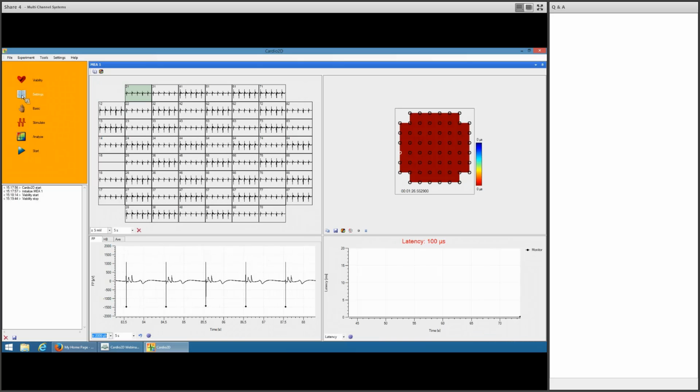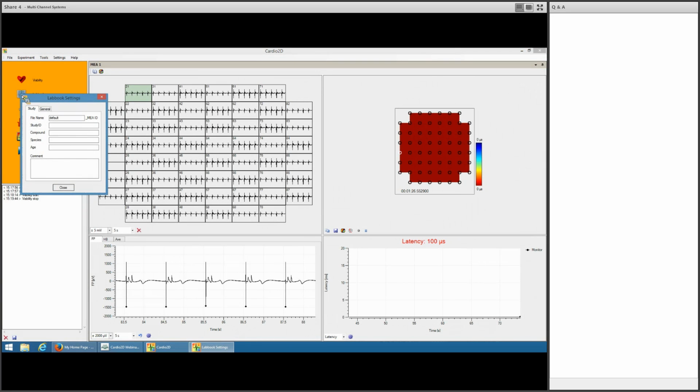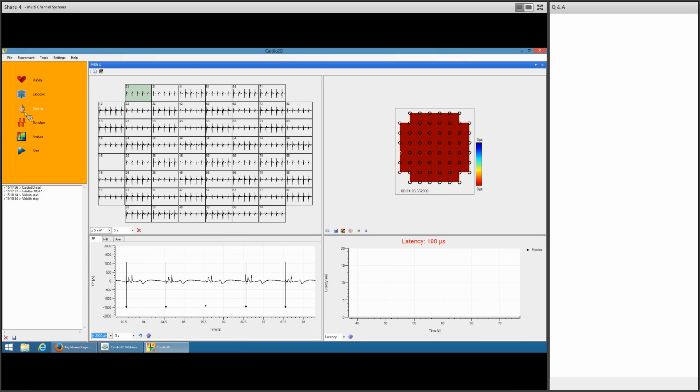The next icon here is a lab book, so you can enter a lot of details about your experiment here. And then you have the experimental design. We are now in the basic mode, and that is the one I told you. That's the one file recording where you just look at mapping, where you're not into compound testing.